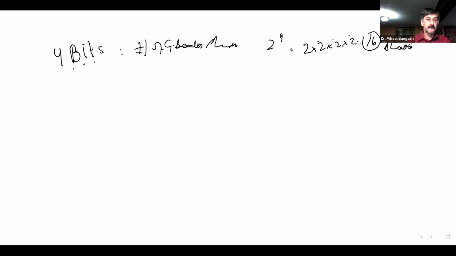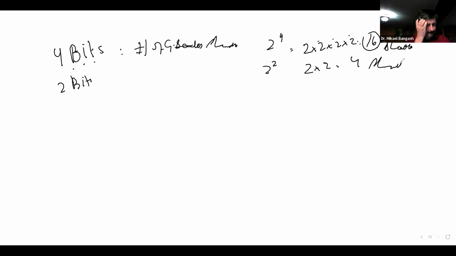Did that make sense? Whereas, guys, if we go for 2 bits, that is going to be 2 raised to the power 2, which means 2 times 2, which is going to be 4 shades. Did you guys get that?